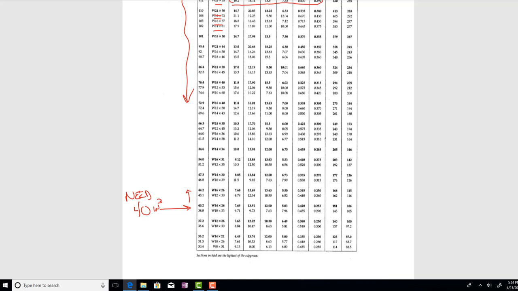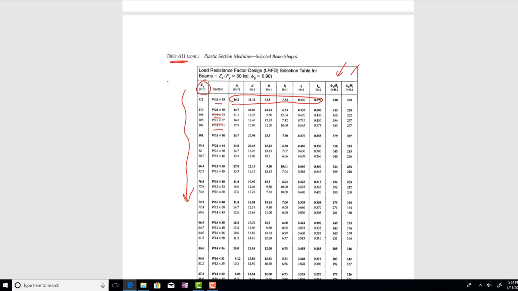But remember, we typically use the smallest or the lightest weight section. So a W14 by 26 is the lightest within this little section right here. But if you jump up, you'll notice I got a W12 by 30, a W16 by 26, etc. You can quickly scan up. Ironically, in this case, a W14 by 26 and a W16 by 26 have the same weight, and so we would actually choose the W14 by 26.